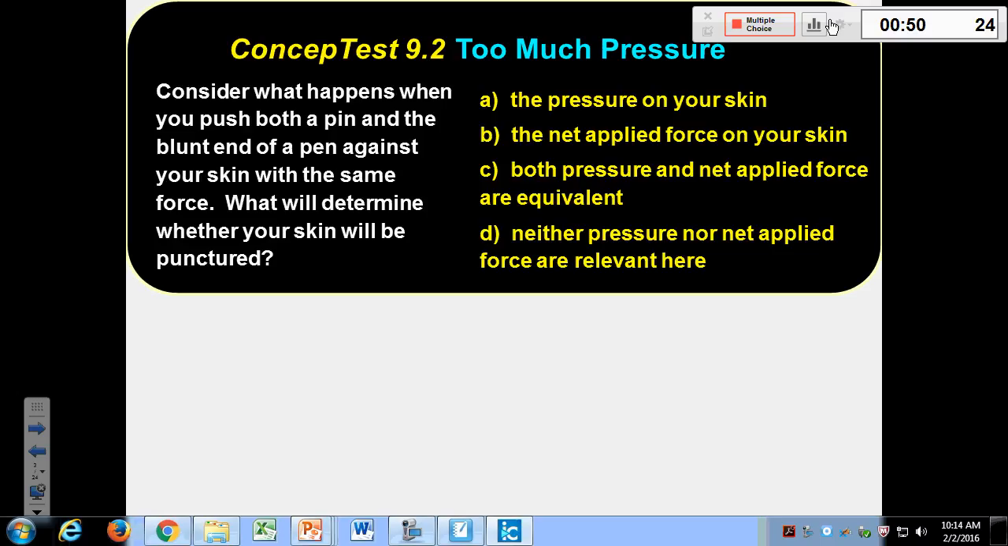Ask your neighbor if you like. Y'all are sort of all spread out. The answers are all over the place. Let me tell you that it's not C, okay? It's not both of them. Okay. All right. I'm going to stop at 122.